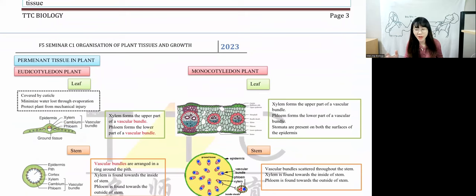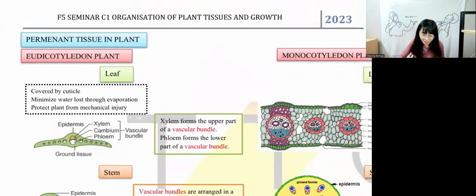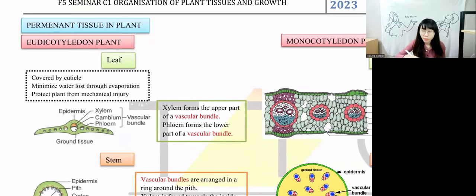Okay, next one. We have a comparison between dicot and monocot. Sometimes in your books, you don't write dicot, people write unicot. Di and uni is the same thing, guys. I want to tell you di and uni is the same thing. But in your textbook, you write unicot. Okay, we always follow the textbook.